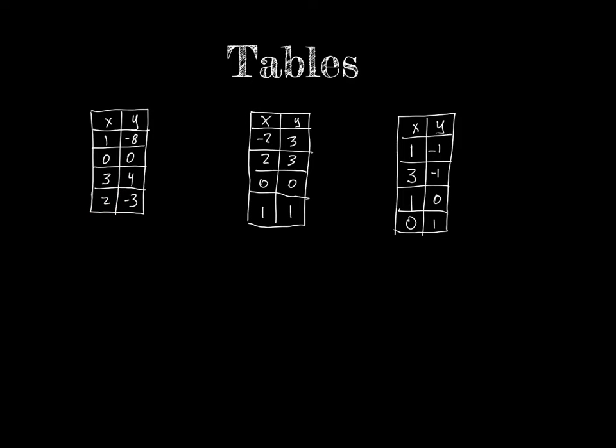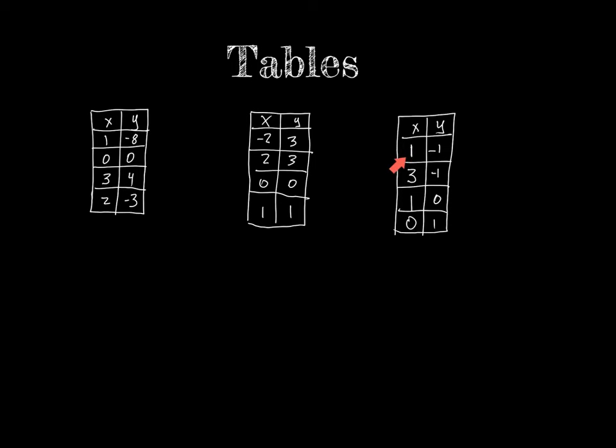For the next table, you see -2 goes to 3, that's fine. 2 goes to 3, that is totally fine. The outputs can be repeated, the inputs cannot be repeated. 0 goes to 0 and 1 goes to 1. So in this case, that's another example of a function.